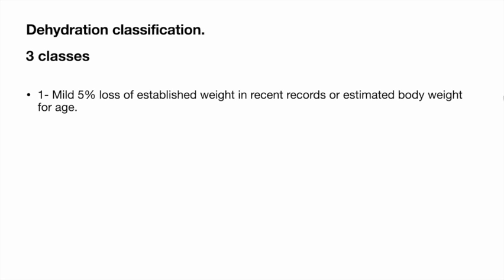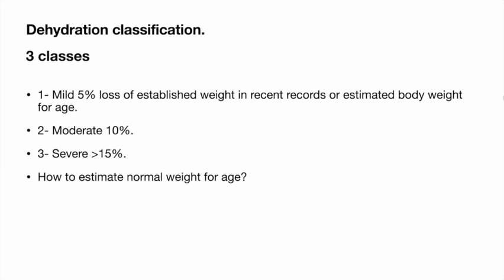If the difference is 5% loss in body weight, that will be considered mild dehydration. Then if there is 10% loss, that will be moderate dehydration, and severe will be 15% and above. So we have to do that calculation, and then the question will be how to estimate normal weight for age. If you don't have any records, how would you estimate the normal weight for a child?